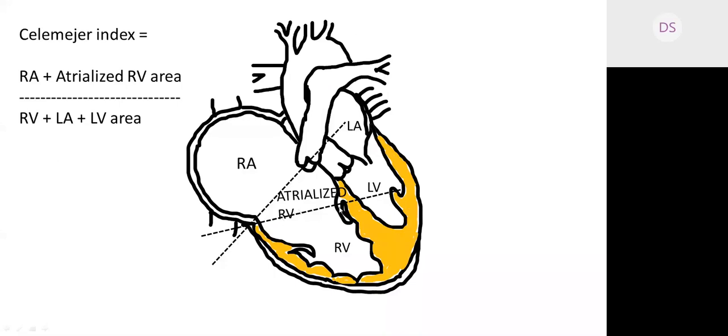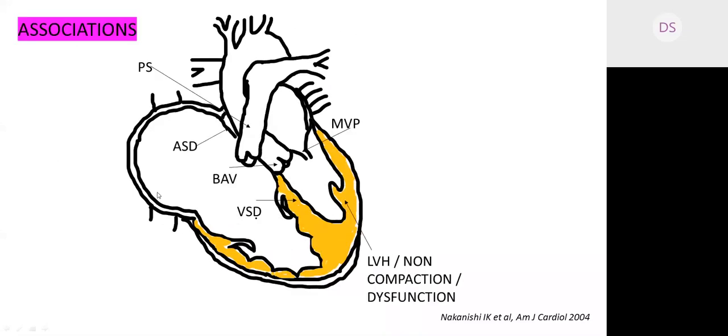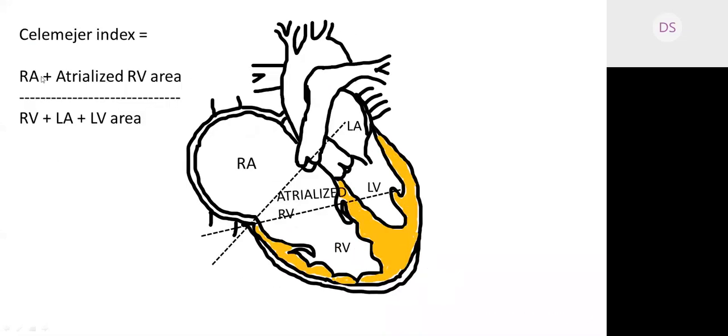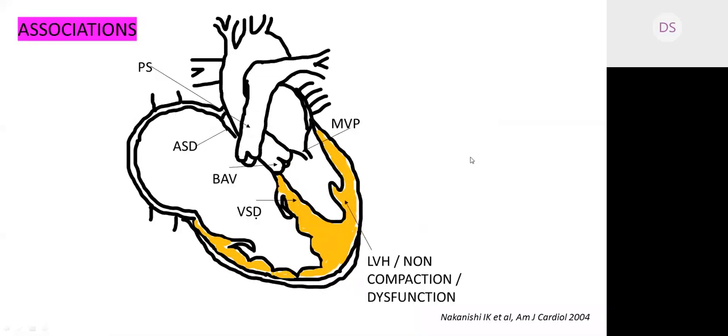You can see here that if the displacement is more, my atrialized RV cavity will become bigger and hence my ratio will become more. So smaller the ratio, better the prognosis, bigger the ratio, worse the prognosis, and this is called Celermajer index criteria. Now, as we understood so far, Ebstein's anomaly is a disease of the tricuspid valve and also the right ventricle.